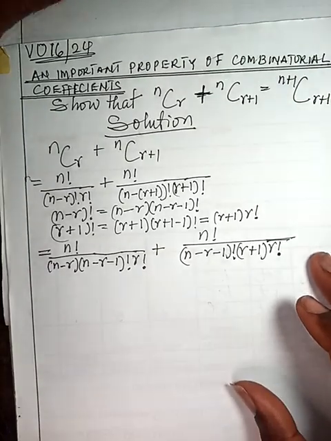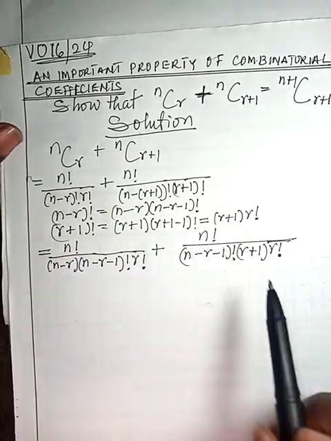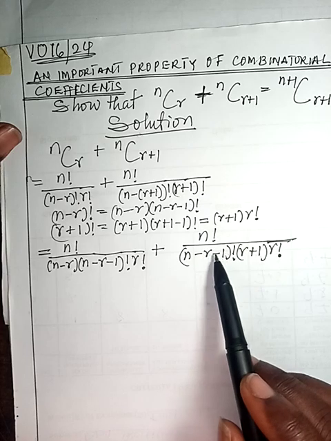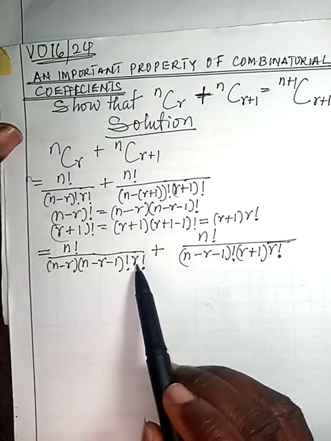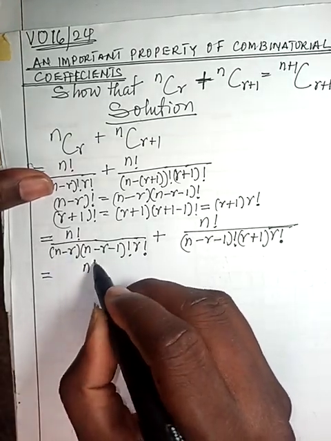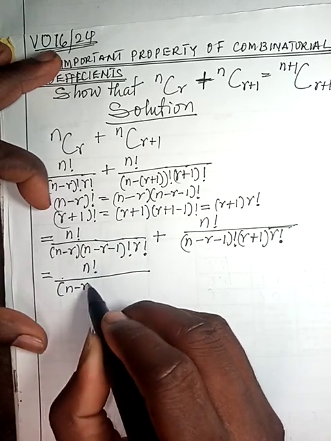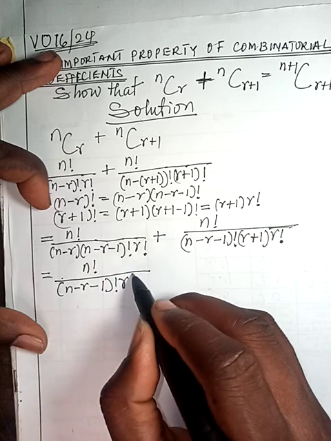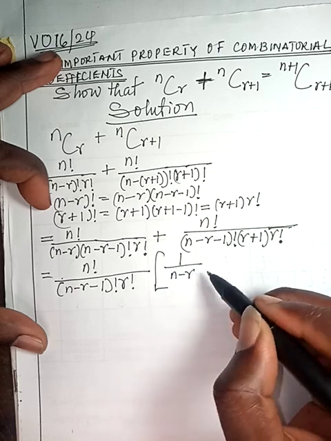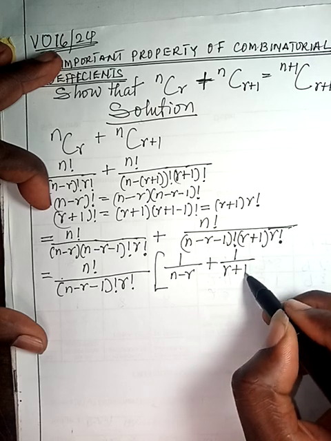Now, look at this. You notice that there are some things that we can factor out. I have N factorial, N minus R minus 1 factorial, and I have R factorial. Then let's factor it out. If we factor it out, we have N factorial all over N minus R minus 1 factorial and then R factorial. And then I'll be left with 1 over N minus R, then plus 1 over R plus 1.